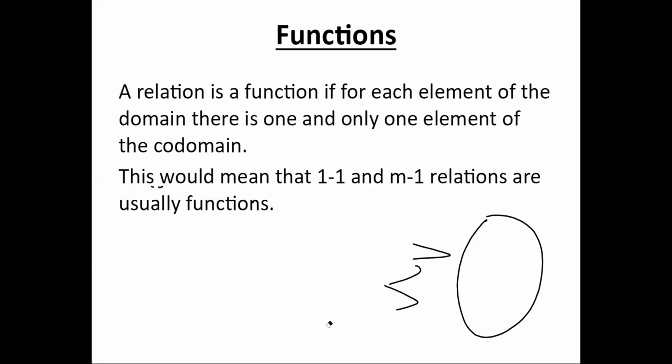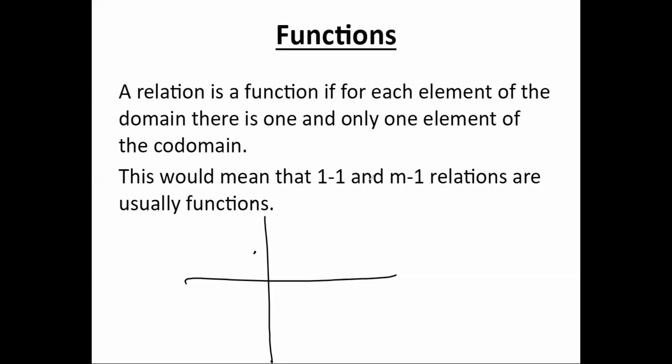So one-to-one relations and many-to-one relations are what we call functions. We'll come to that just now. And remember that girl was talking about a horizontal line test? Well, there's a vertical line test now that you can use to know if a relation is a function. Say we had a one-to-one, and you draw a vertical line.